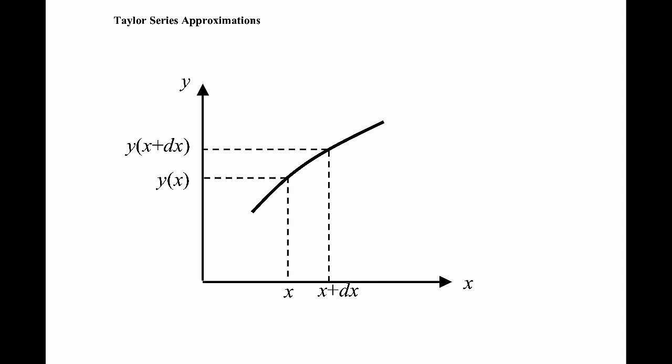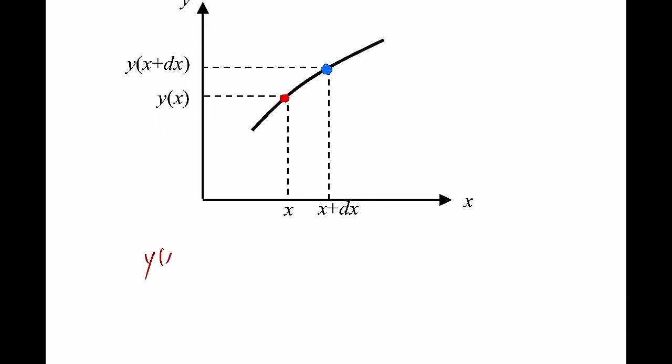The idea behind a Taylor series is, let's say we have some function y. It's a function of x. And let's just say at some value x, we know the value of y. Okay, so we're going to say that we know the value of y at this red point. Now what we use a Taylor series for is to approximate what the value of y is at some other point. So if we move some short distance away, x plus dx, where dx just means a small displacement in the x direction, if I want to find the value at x plus dx, which would be y at x plus dx, how do I find it? So what I'm trying to do here is use the red point to approximate the value at this blue point.